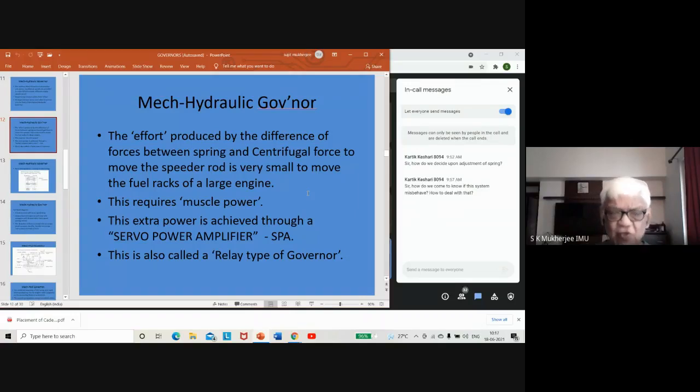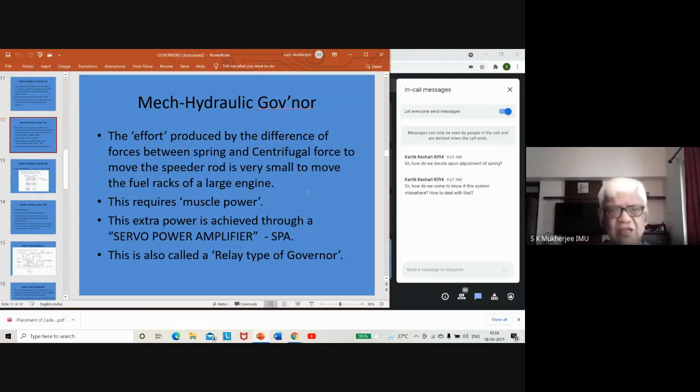So it will not move. You need a little power where a small change in the RPM is required. It will not be enforced by the small little effort in the difference of the spring force and the centrifugal force, which will move the fuel rack. You need something very, very powerful. You need muscle power to move the fuel rack. So if the difference between the spring force and the centrifugal force is small, it is not going to move the fuel rack. But there is a difference and a speed change is required. So we introduce muscle power. And this muscle power is called a servo power amplifier.